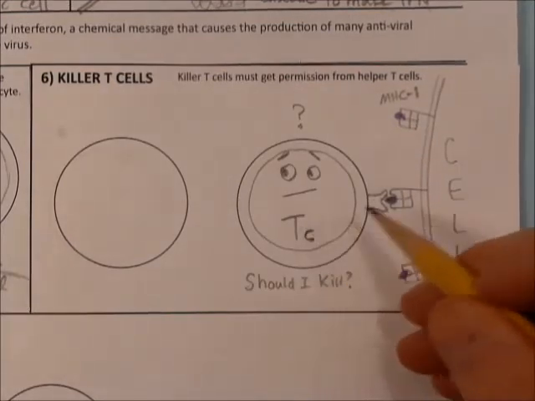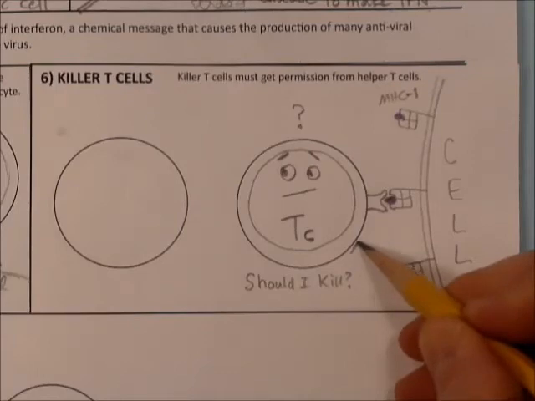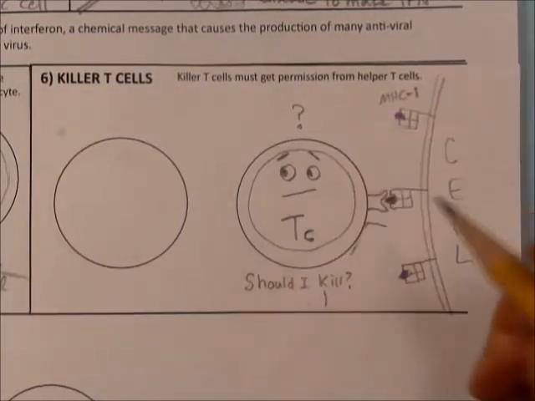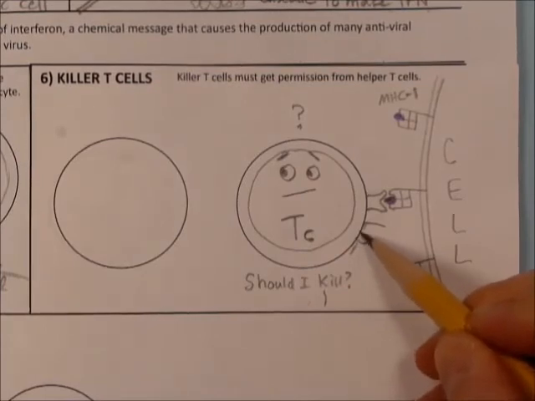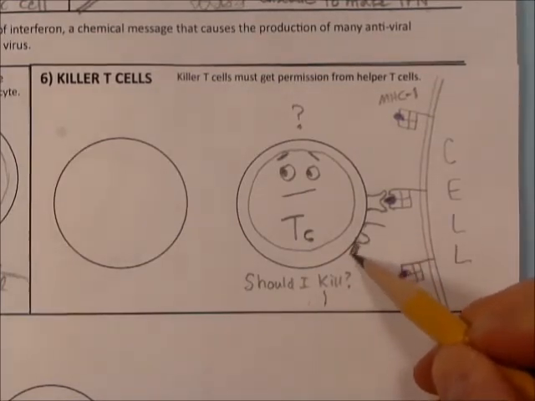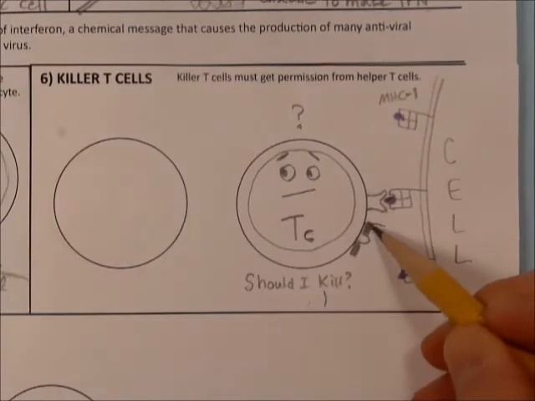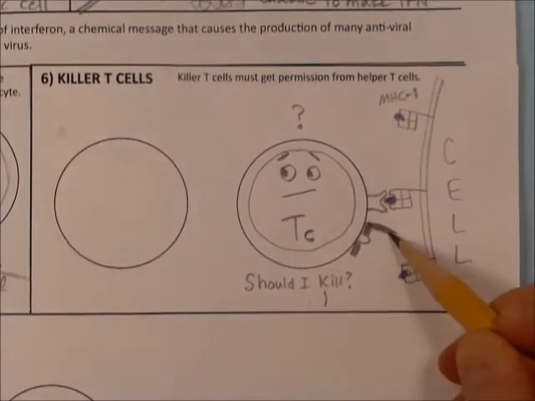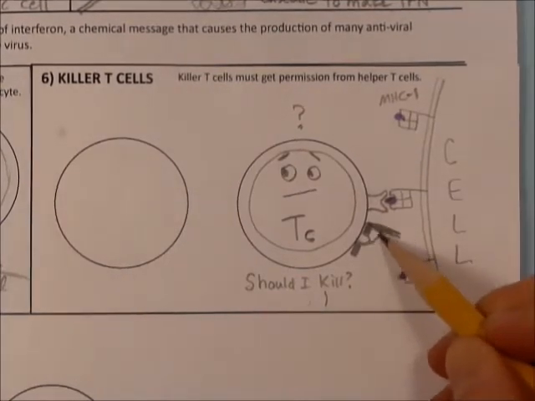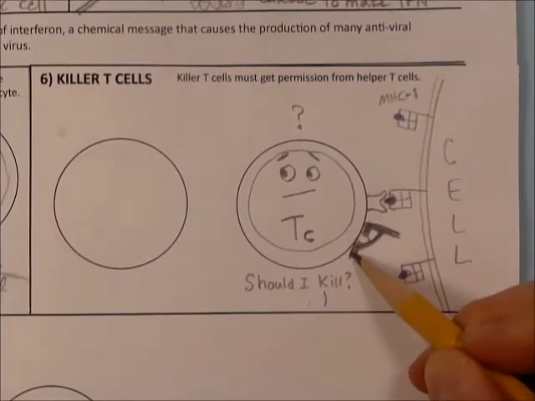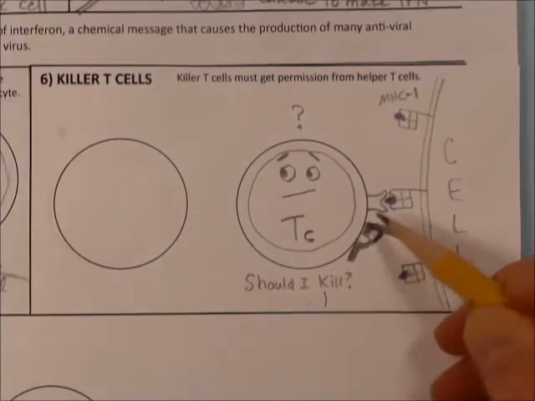Well, it turns out that this is a killer cell. I'll give it an extra arm or hand, a little finger if you want. It happens to have a perforin gun. So here's the gun kind of in its holster.